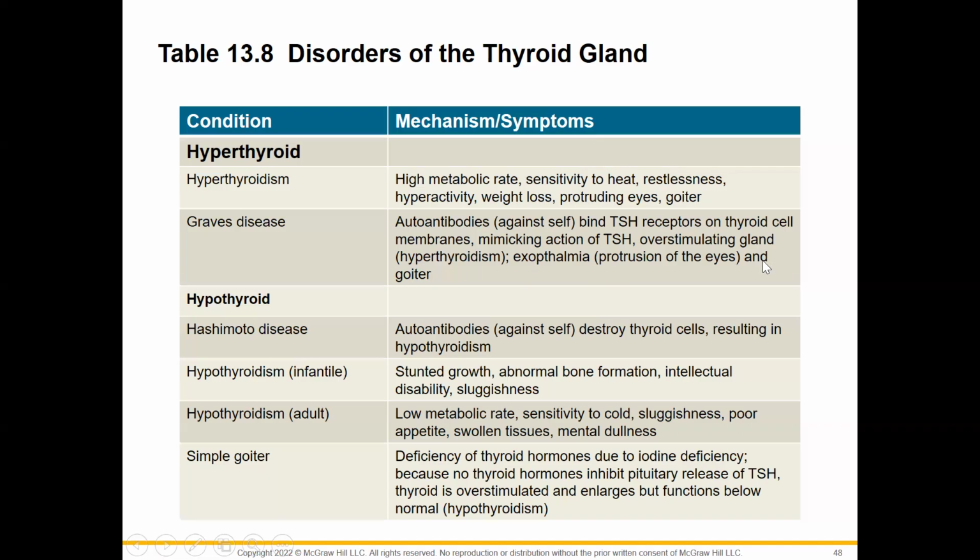Exophthalmia, and it'll also produce a goiter. So hyperthyroid conditions will typically have a goiter and protruding eyes, but they can be caused by two different things. One is just the increased production of the thyroid hormone, and the other is an autoimmune disease.